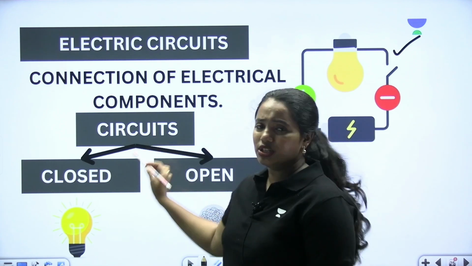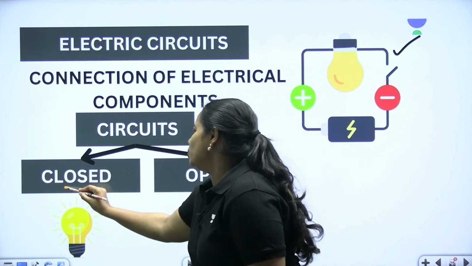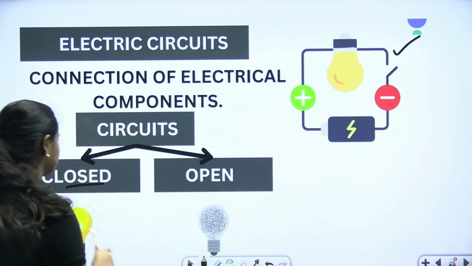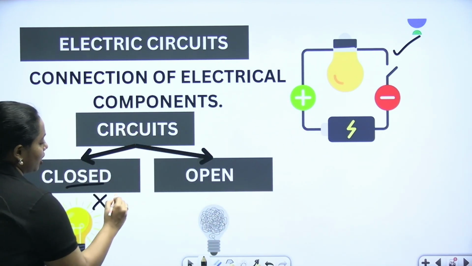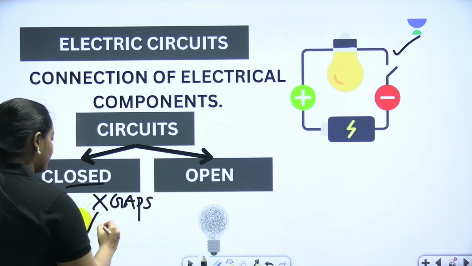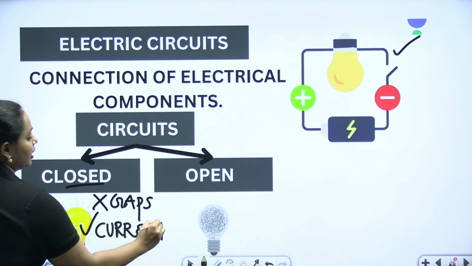Okay, so circuits are basically of two types. The first one is nothing but the closed one. So what is meant by a closed circuit? There will not be any kind of gaps. Please write it down. There will not be any kind of gaps in the circuit. So what happens? Current flow will be there for sure. So please write down, current flow will be there.